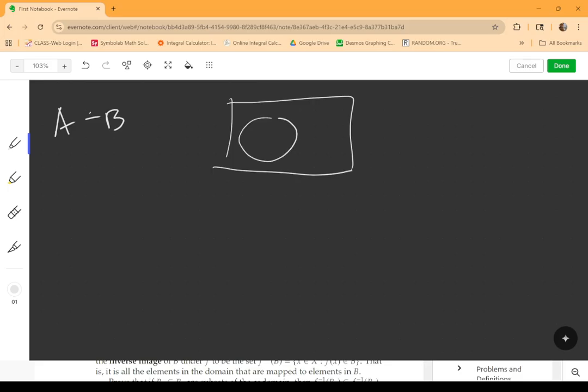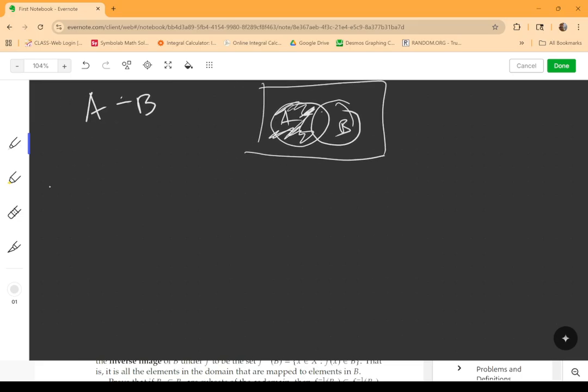So first of all, the notation A minus B. We can think of this as a set of, if this is A, this is B, then A minus B will represent any of the overlap here. A minus B would represent these values here, where you take away the values that are in both A and B.